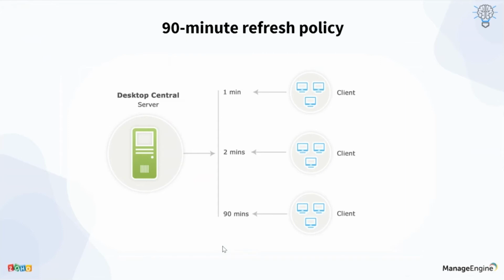Every agent communicates with the Desktop Central server once in 90 minutes. Even if you have 90 machines or 900 or even 9,000 machines, the 90 minutes will be divided between them and each machine will be given a specific time to talk with the server. The server has the intelligence to assign a time for each client to talk to the server. This is to avoid network congestion or bandwidth-related issues. So the 90 minutes refresh policy is designed in such a way that the load on the server will be split evenly.